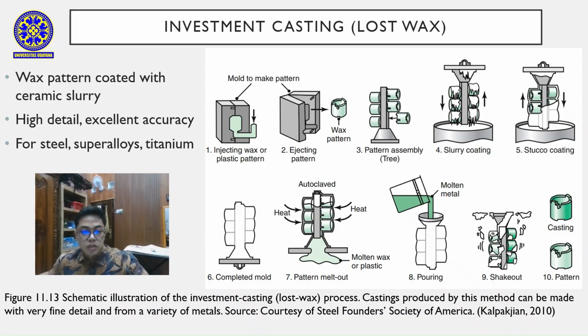First, wax patterns are injected and assembled onto a tray, which is then repeatedly dipped in a ceramic slurry and stucco to build a strong mold. The wax is melted out and molten metal is poured into the hardened empty cavity. Finally, the mold is broken away during shakeout, leaving the finished cast part.